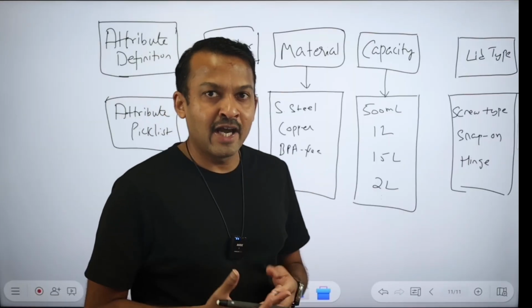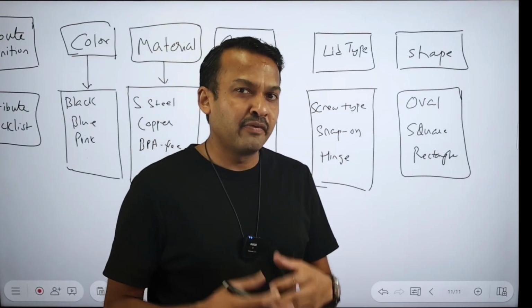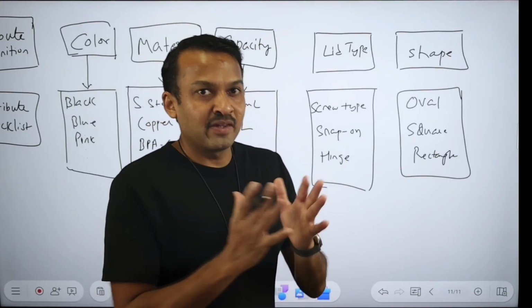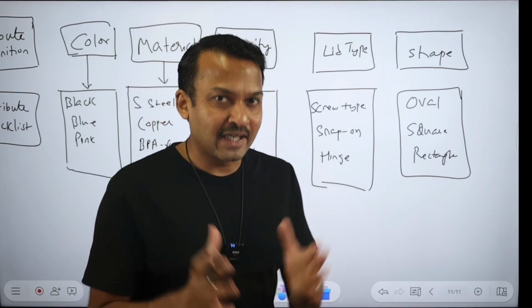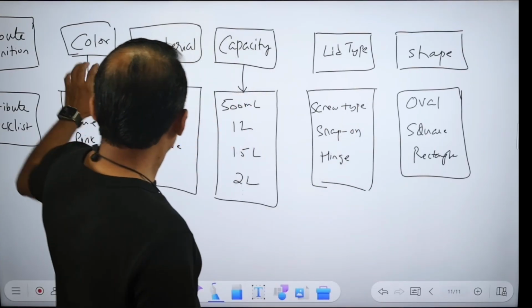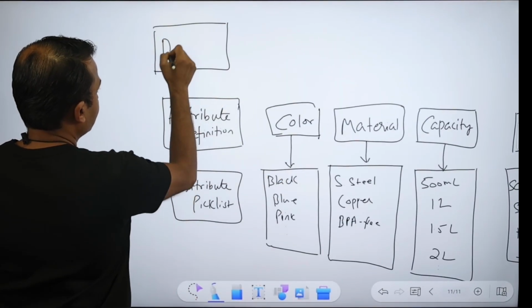And there could be attributes which are very specific to certain product types. For example, in this case, the lid type and shape might be very relevant to the food storage box, but not relevant to water bottles. So there is then an object called an attribute category that allows us to categorize these attributes into different buckets. Okay, so the next object that I want to talk about is called an attribute category.